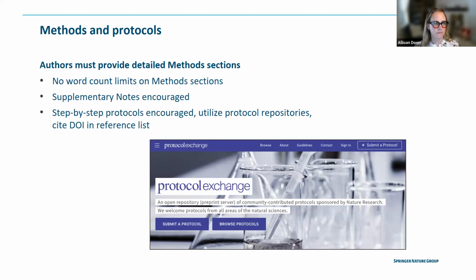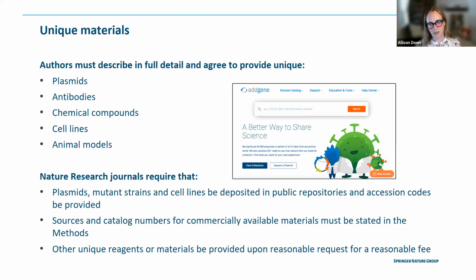Unique materials are a part of this. So if authors have developed things such as plasmids or antibodies, used unique chemical compounds, cell lines, or animal models, they must agree to make it available in some way. So if there's a repository available, such as Addgene for plasmids, authors are encouraged to deposit that in the repository and provide the accession code in the paper.